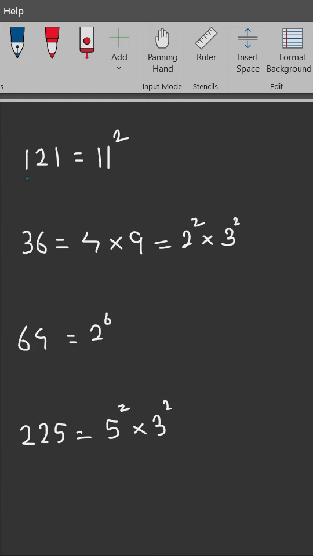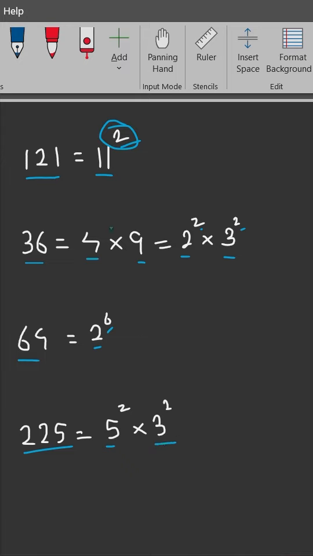Let's look at a few numbers. 121 we know is a perfect square. Breaking it down into its prime factors, it's 11 squared, so the power 2 is even. 36 is 6 squared, so it's a perfect square. It can be written as 4 into 9, or 2 squared into 3 squared. Again, the prime factors are raised to even powers. 64 is 2 raised to 6, again an even power. 225 is 5 squared into 3 squared.